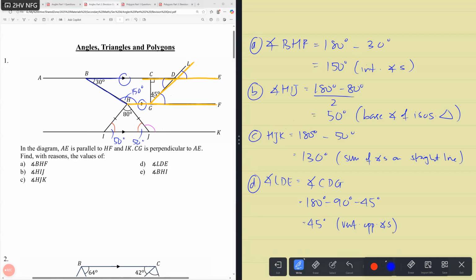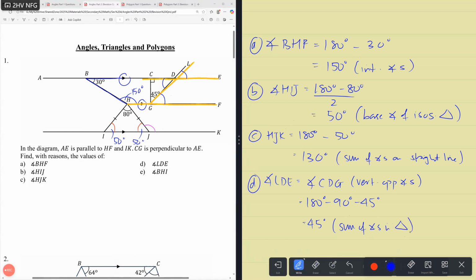Oh, sorry. In this case, the angles LDE and CDG are vertically opposite angles. But 180 minus 90 minus 45 is not vertically opposite angles. This is the sum of angles in a triangle. Okay, this is sum of angles in a triangle.